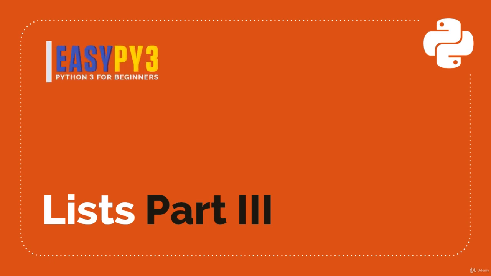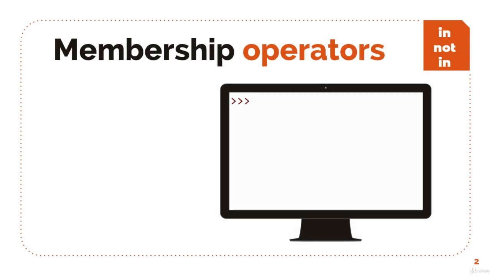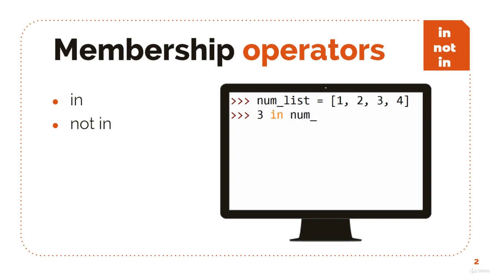In this lesson we will finish looking at lists. There are two new operators I want to introduce, in and not in. We briefly looked at the in keyword when going through the for loop. With lists they are used to check if something is in the list or not in the list.